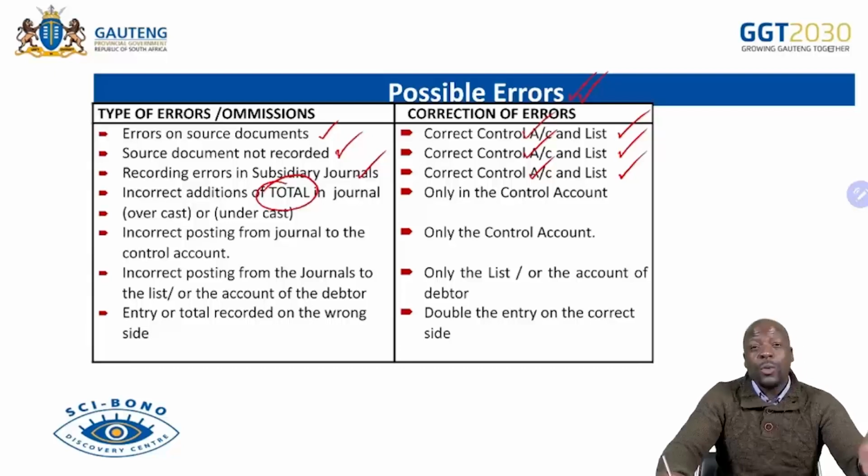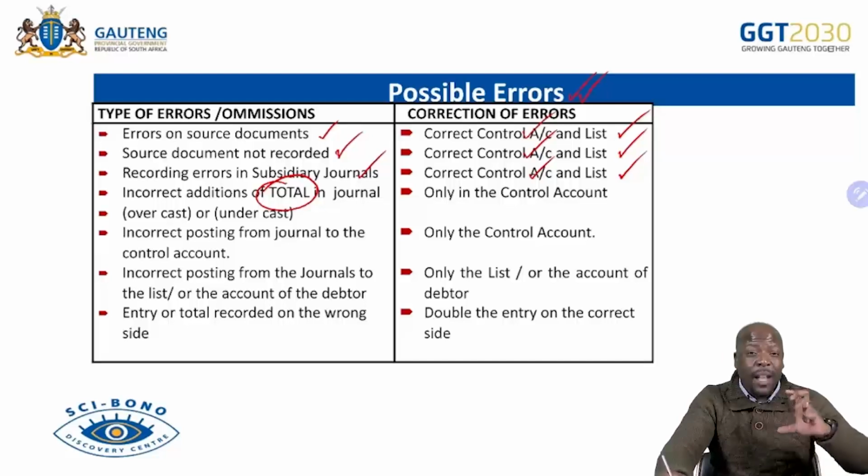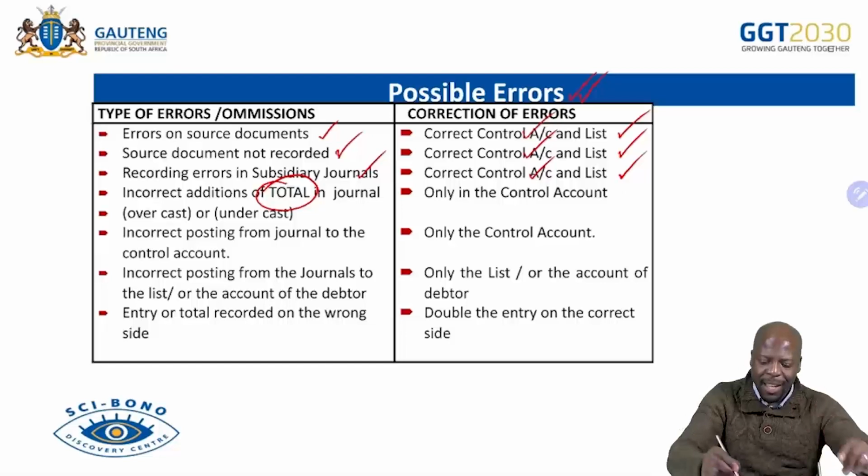In casting errors, we overcast. Overcast is when we have more, undercast is when we have less. Once it has to do with casting, totals. Remember, totals is related to control.